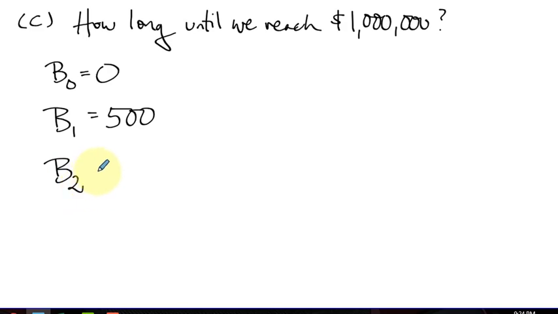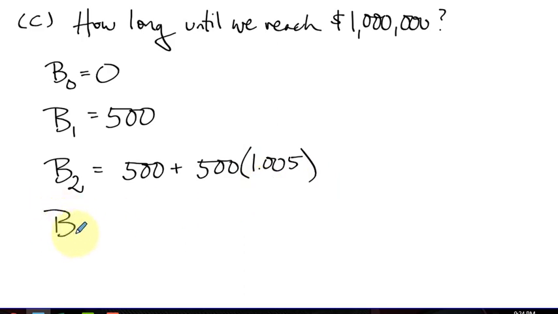Let's look at the second month. What we have to do is take the previous month and add 500. I'm putting the payment of 500 first and then taking the previous month and multiplying by 1.005, right? And then the third month, we get that $500 payment, let's say after you get interest on the previous, right?